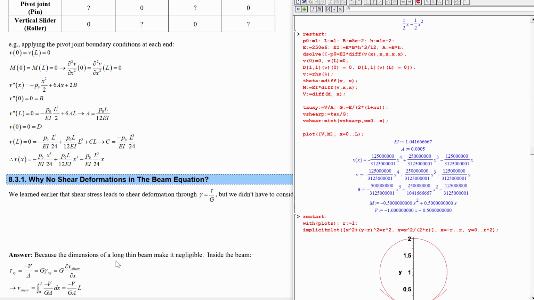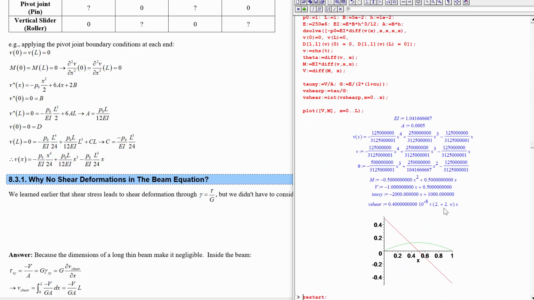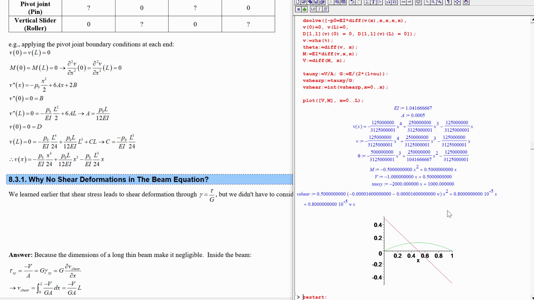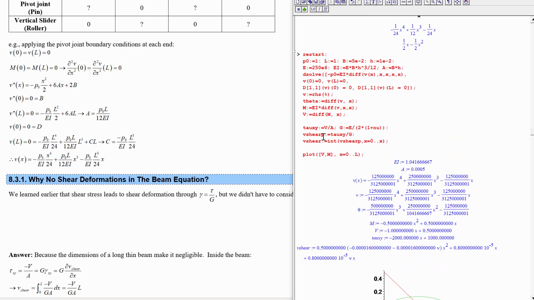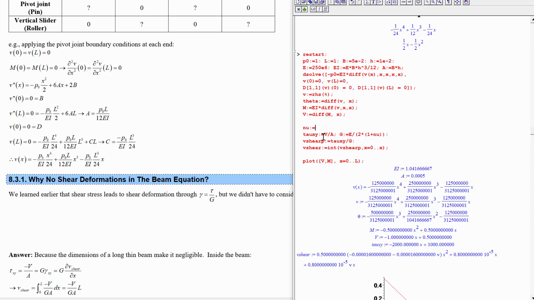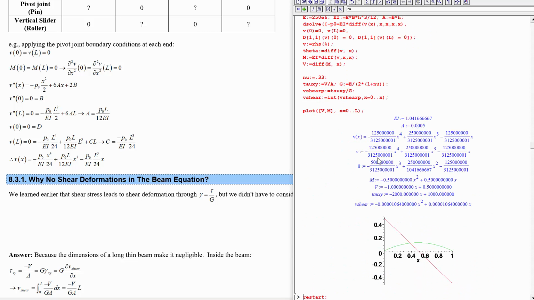All right, let's see. Oh, what did we forget? Oh, tau xy. That's what we called it here. You could see that that wasn't defined there in the end. Oh, the nu seems like it's not known as well. Did we forget to put that in? Oh yeah, we need a Poisson's ratio. So let's say that we've got a typical Poisson's ratio of maybe 0.3. And then V shear is 1e minus 5 times x squared, and another 1e minus 5 times x.